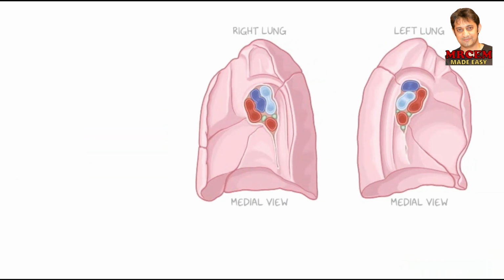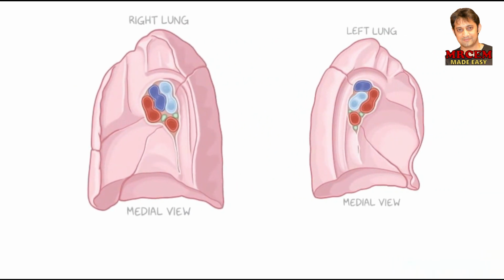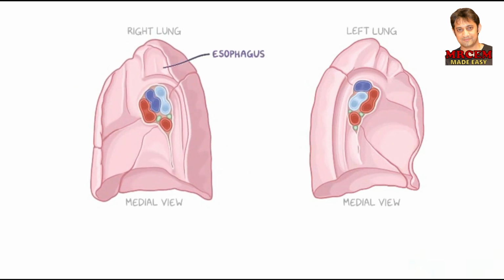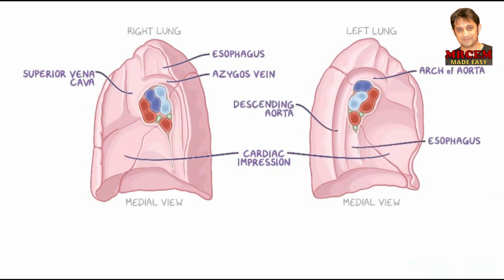On an embalmed cadaver, several impressions can be seen on the mediastinal surface of the lung. On the right lung, there's a groove for the esophagus and arch of the azygos vein, as it arches superior to the lung hilum to drain into the superior vena cava, which may also cause a groove in the right lung. Both lungs also have a cardiac impression for the heart, where on the left lung, there's a much larger cardiac impression as the heart apex is directed towards the left. The left lung will also have a continuous groove for the arch of the aorta, as well as the descending aorta, and a smaller area for the esophagus.